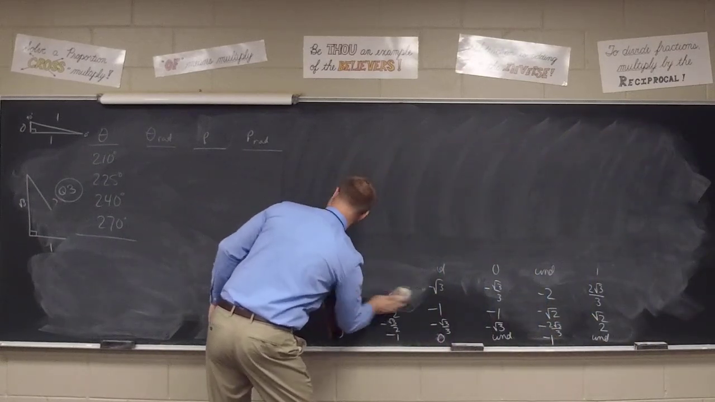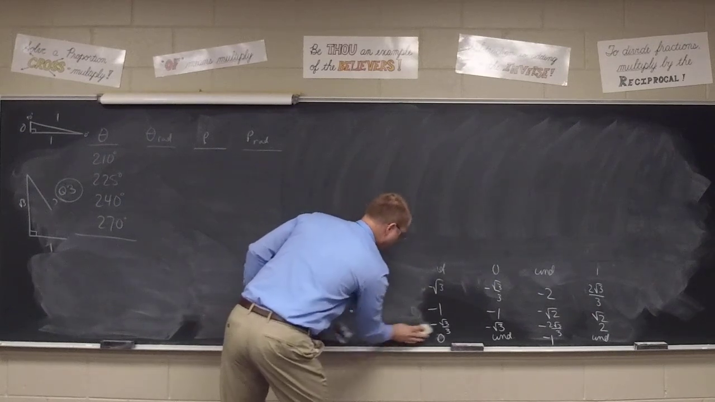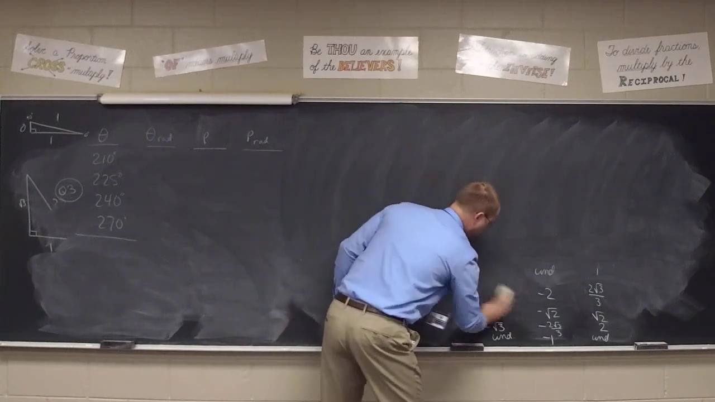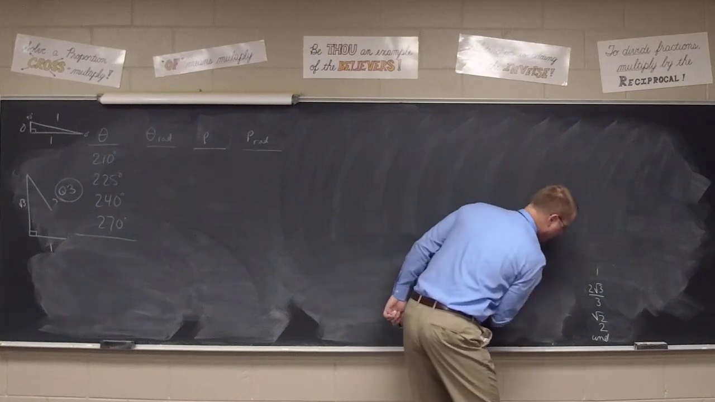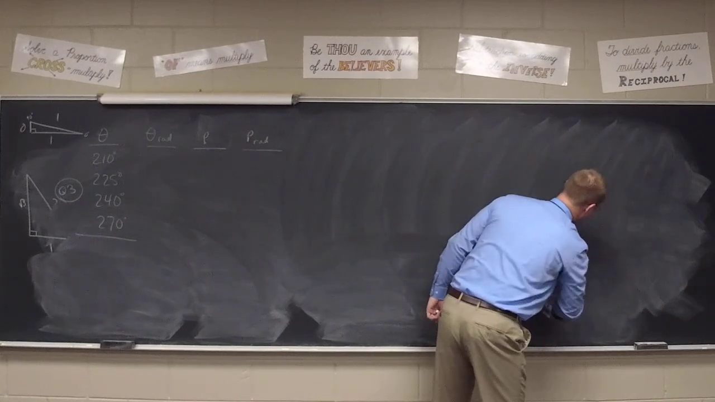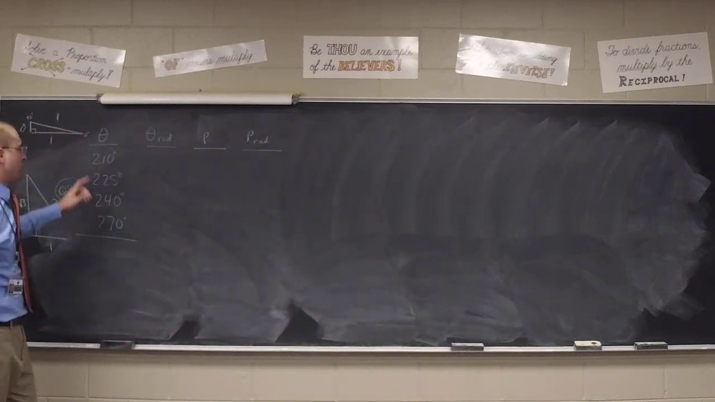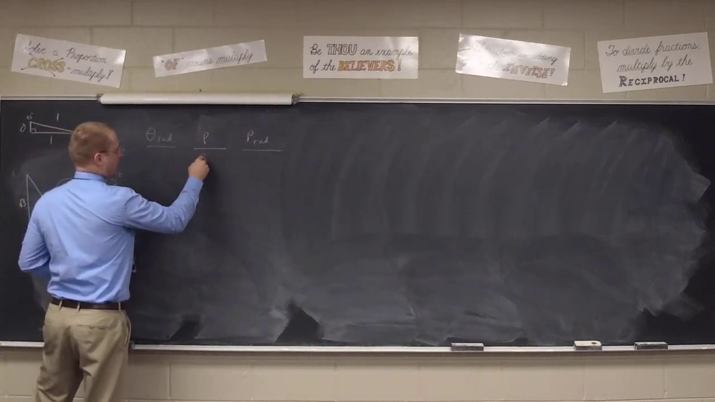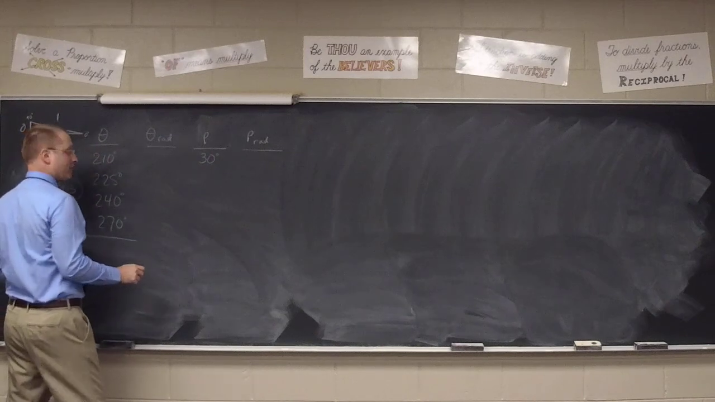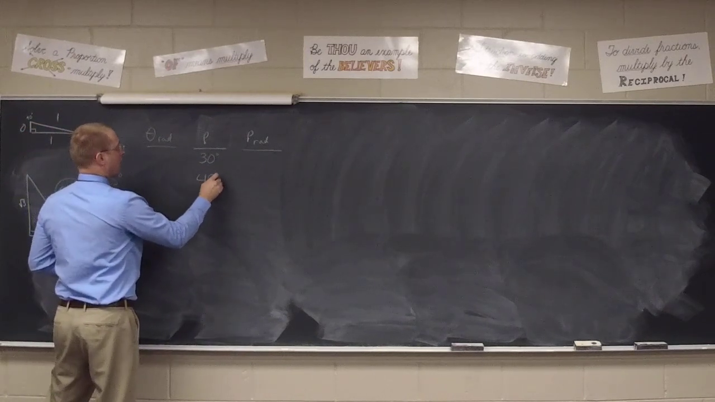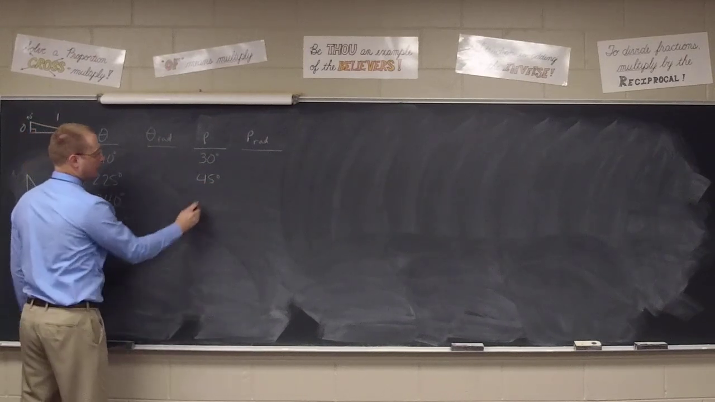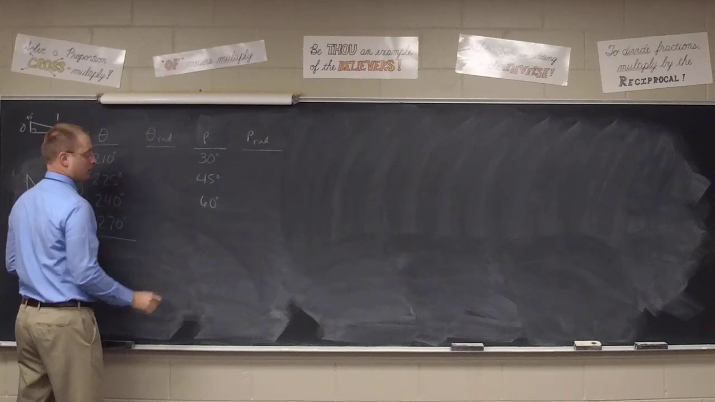All right, now again, I'm going to skip the theta rad for now. I'm going to go straight to the row. Remember in quadrant 3, we're measuring our reference angle from 180, always the horizontal. So what's the reference angle of 210? 30. What's the reference angle of 225? 45. Reference angle 240? 60. And reference angle 270? 90. And there's a pattern with this.